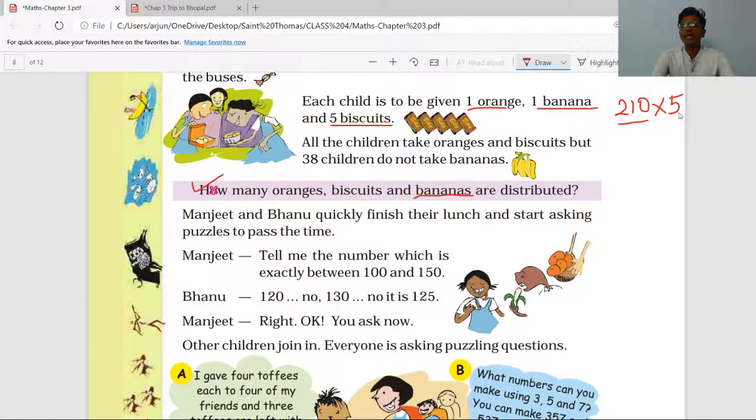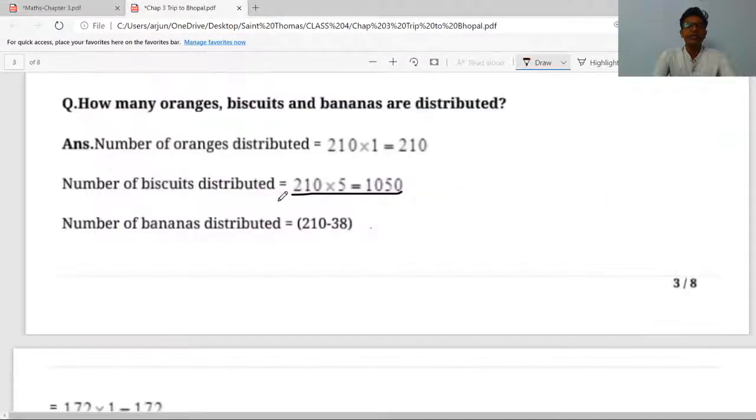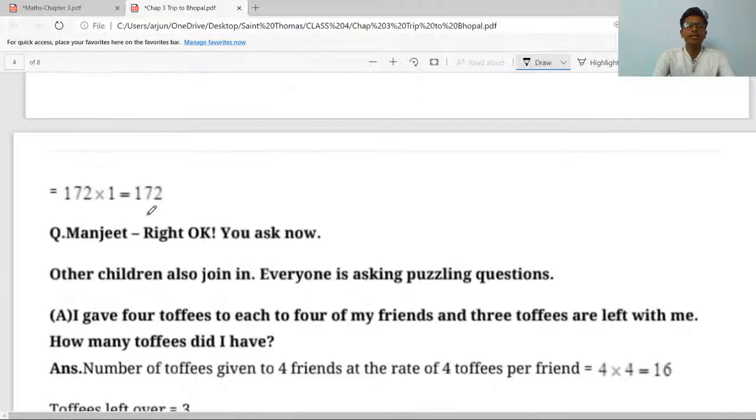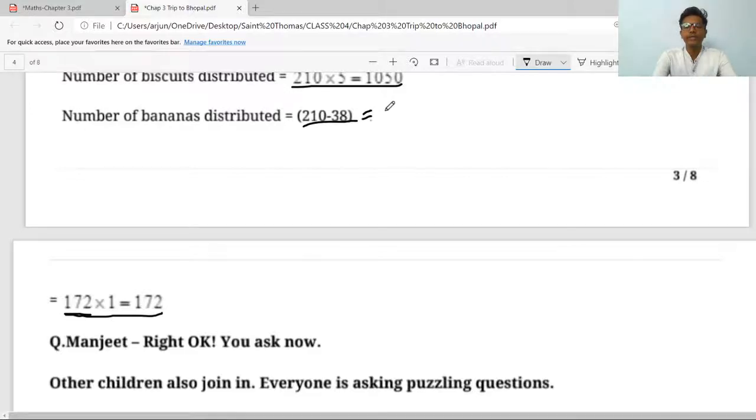Moving further, in the bananas question, one banana per student. So we have to multiply 210 into 1, that is 210, but 38 children do not take the banana, so we have to subtract. 210 minus 38, you will get 172. You are giving one banana to each student, so 172 into 1 equals 172. Here you can write 172.